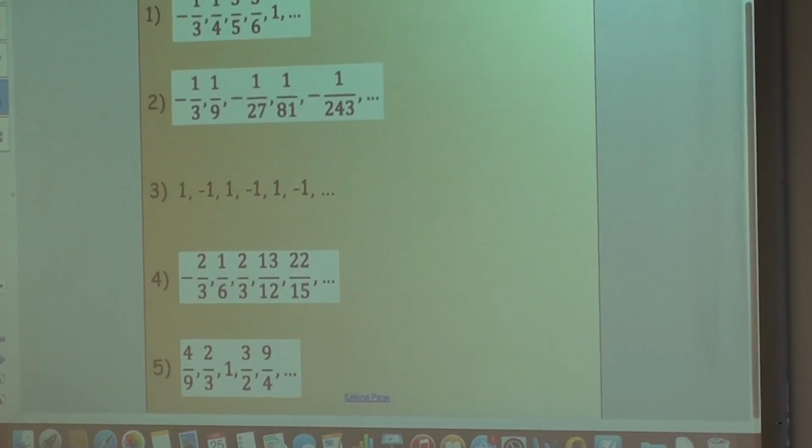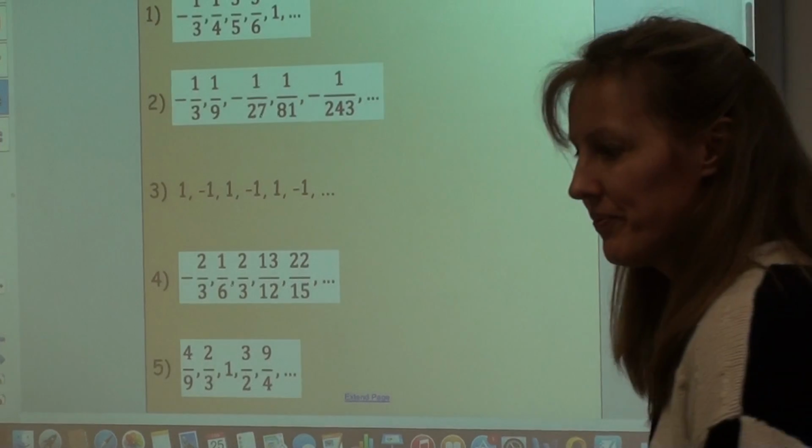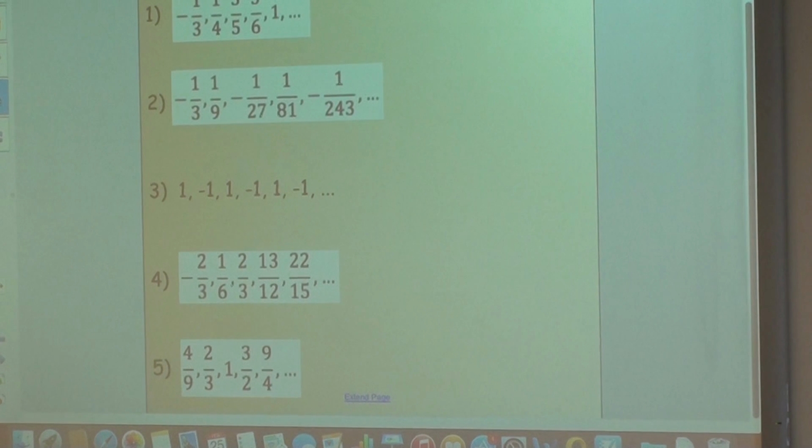Work together. See how many you can get. Can you do recursive rules? No. Explicit. Because you're not going to be able to find the limit with recursive.